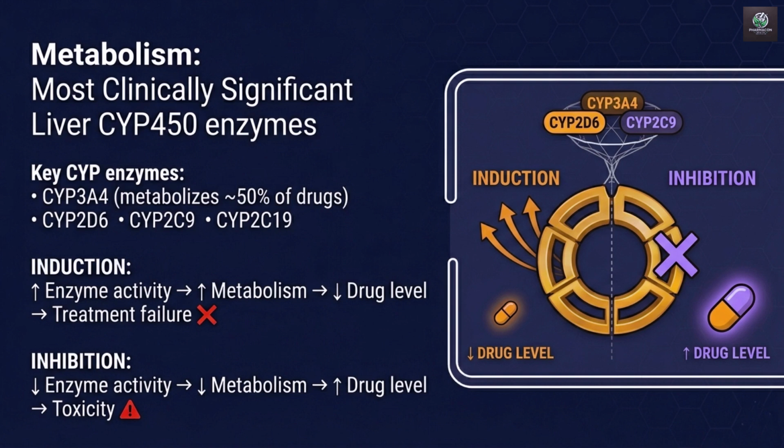Enzyme inhibition occurs when one drug blocks the activity of a cytochrome P450 enzyme, slowing the metabolism of co-administered drugs. This causes plasma drug concentrations to rise, potentially reaching toxic levels. Key cytochrome P450 enzymes involved in metabolism interactions include CYP3A4, CYP2D6, CYP2C9, CYP2C19. Plasma drug level is inversely proportional to the rate of metabolism.